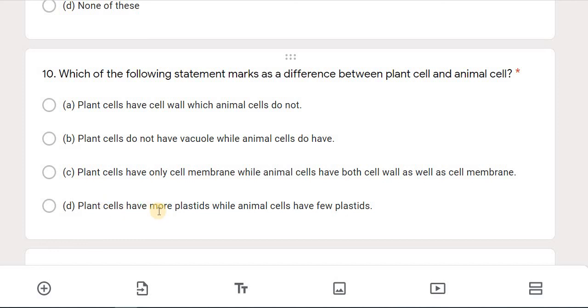And the last one, plant cell has more plastids while animal cell has few plastids. Animal cell does not possess plastids. So this is also a wrong statement. So the answer is A, plant cell has a cell wall which animal cell does not. The question is, which of the following statements marks a difference between plant cell and animal cell? So the answer is: plant cell has a cell wall which animal cell does not.